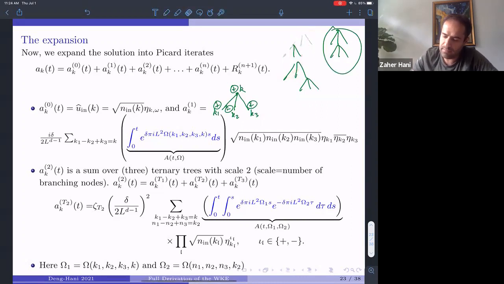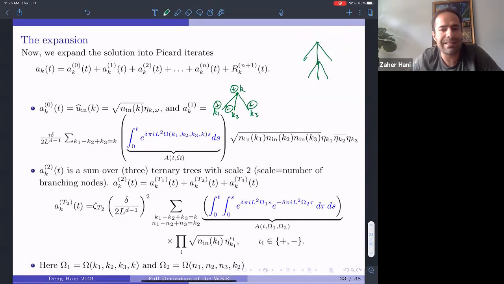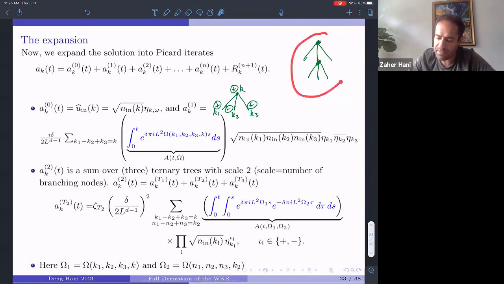Again, you just follow the equation. So we have a tree. Now the tree has scale 2. The scale of a tree, if you remember from last time, is the number of branching nodes of the tree. So this is a branching node. This is a branching node. This is a tree of scale 1. This is a tree of scale 2 because it has 2 branching nodes.